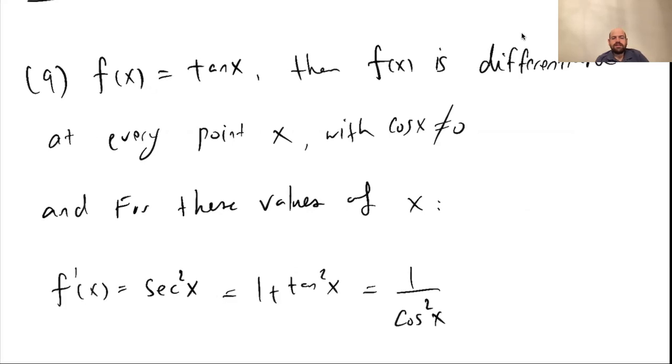Okay, so tan x, please remember that it's sine x over cos x. So of course, if cos x is 0, then tan x is undefined, and therefore not continuous or differentiable either. But if cos x is not equal to 0, if the denominator is not equal to 0, then we can say that f of x equals tan x is differentiable, and the derivative of tan x is secant squared, and secant squared means 1 over cos squared, which can also be written as 1 plus tan squared x.